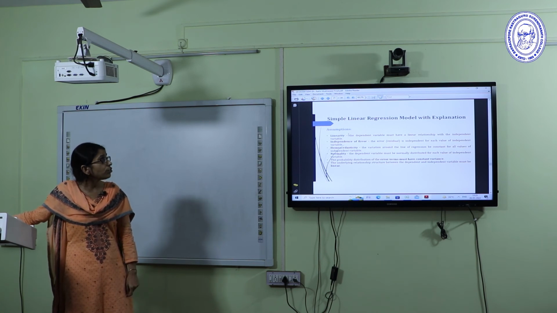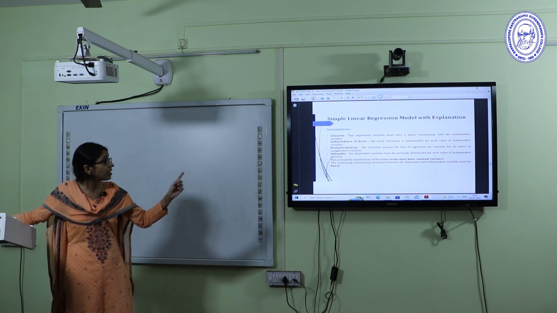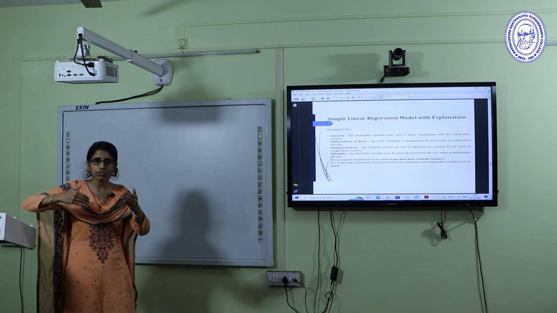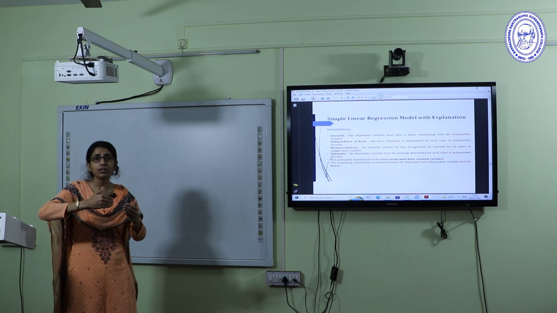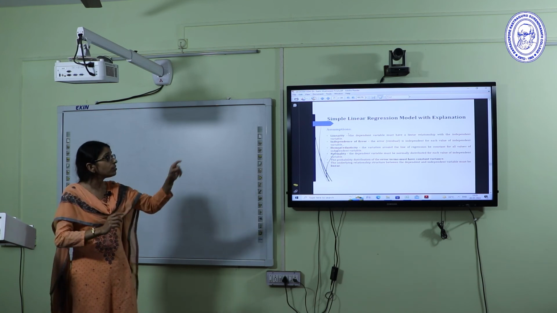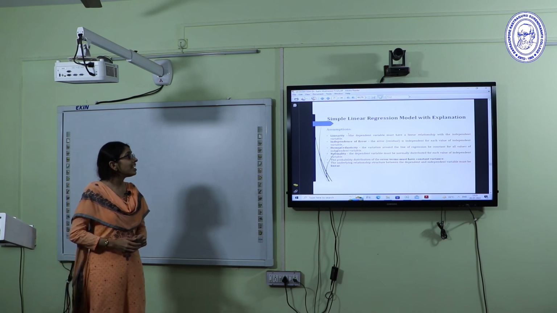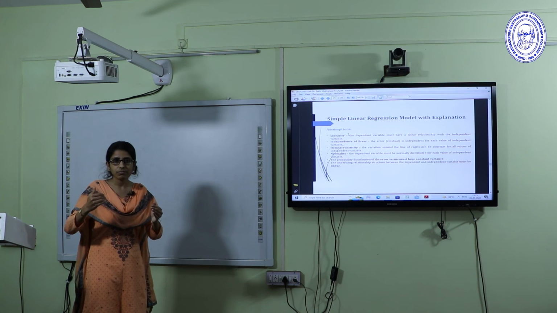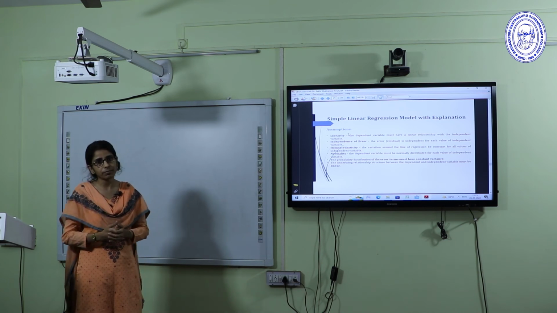This kind of regression model has a number of assumptions. That is linearity. You must have a linear structure. That means your variables are linearly correlated with each other. That's why it is called linear regression. Second one is independence of error. Your error terms must be independent of each other.